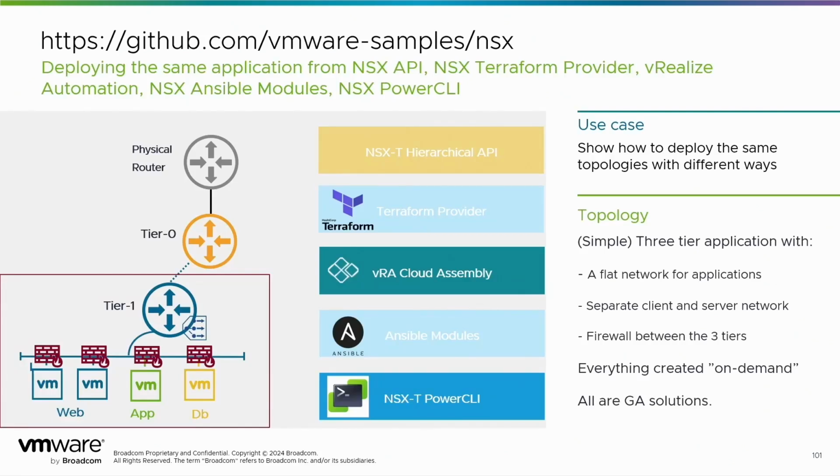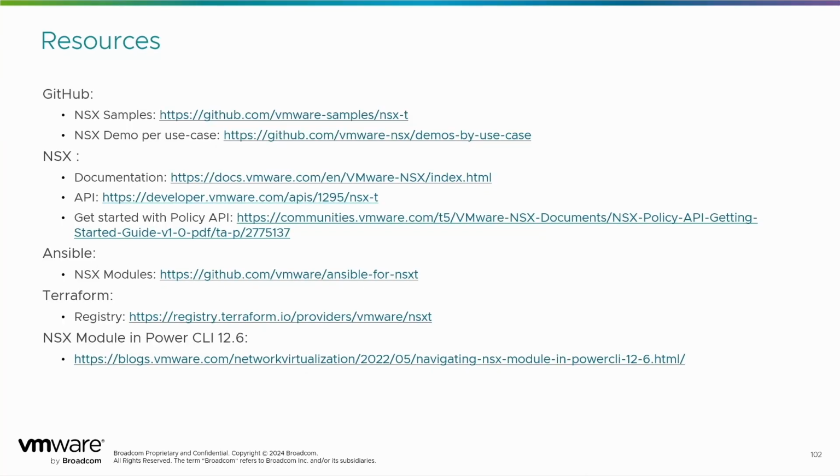So in our GitHub VMware samples, we have a 3-tier app that's deployed that uses all the different methods. So you can see the hierarchical API, you can see the Terraform provider, you can see VRA Cloud Assembly or VCF automation, Ansible modules, or the NSXT Power CLI. All the resources are listed here for you to utilize. Be sure to check them out and get the latest information from each one of them, and we keep on evolving this information as we move on.